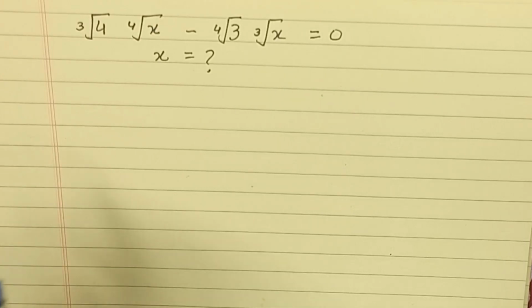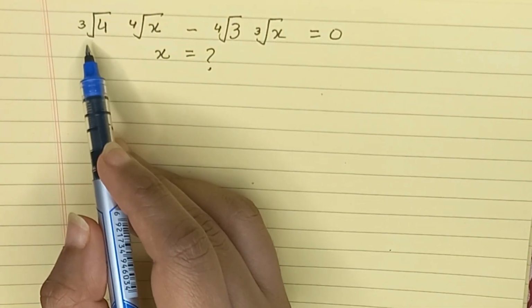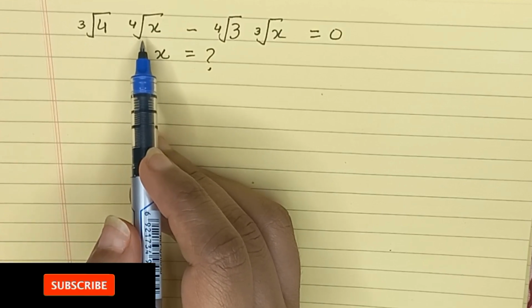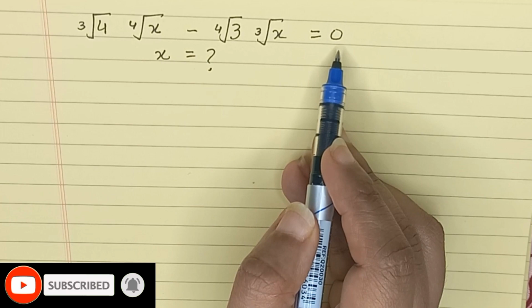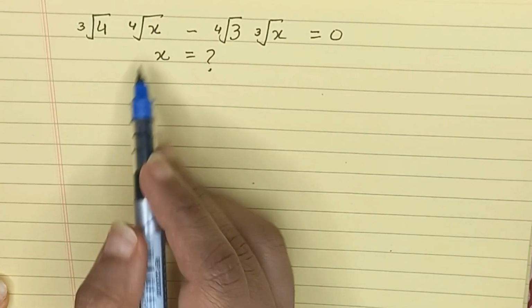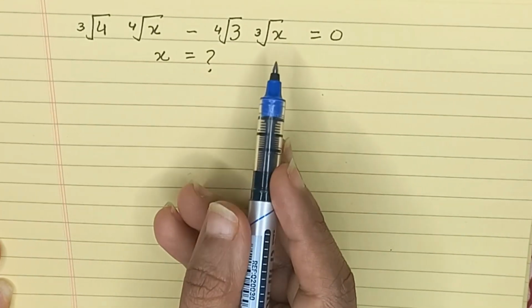Hello friends, today we have the question: cube root of 4 times fourth root of x minus fourth root of 3 times cube root of x is equal to 0, and we have to find the value of x. So let's start.